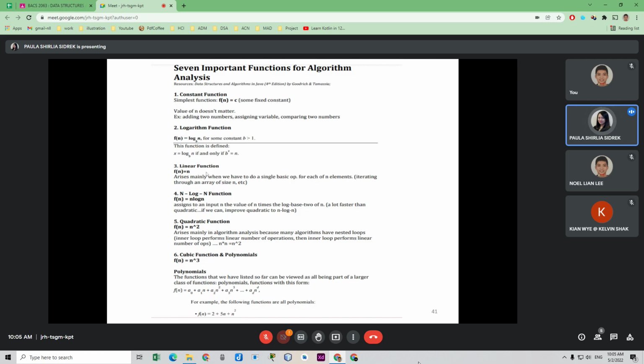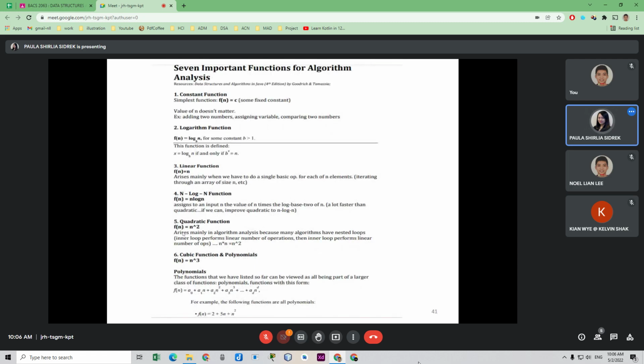Next one is the linear function. The linear function arises mainly when we have to do a single operation for each of n elements, so iterating through an array of size n, etc. So you use that linear function. Next is the n log n function. These basic functions assign an input n the value of n times the log base 2 of n. So it is a lot faster than quadratic if we can improve quadratic to n log n.